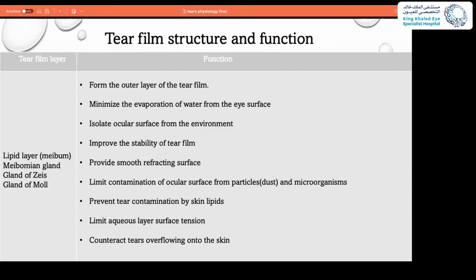It limits the contamination of the ocular surface from particles or microorganisms. It prevents tear contamination by skin lipids. It limits the aqueous layer surface tension, and it counteracts tear overflow onto the skin. So any defect in the lipid layer will affect one or more of the functions which I just mentioned.